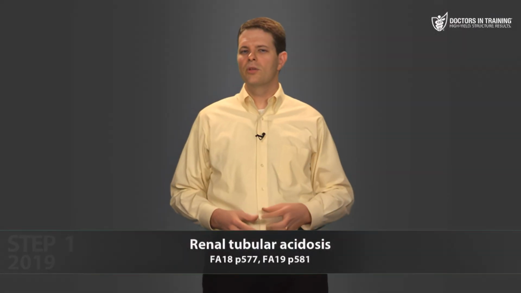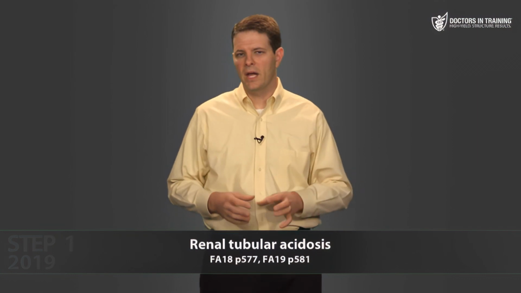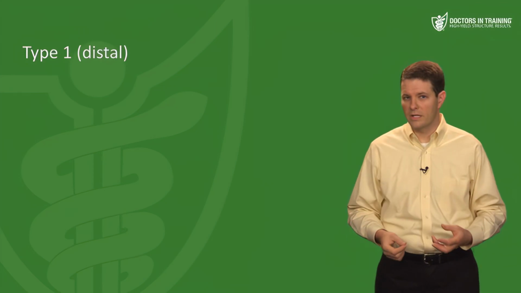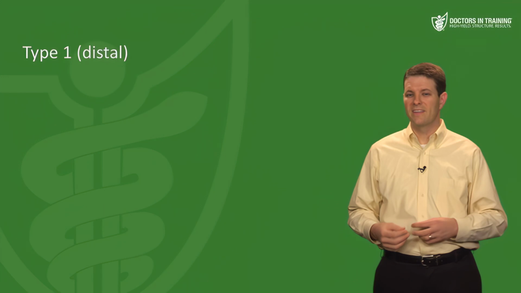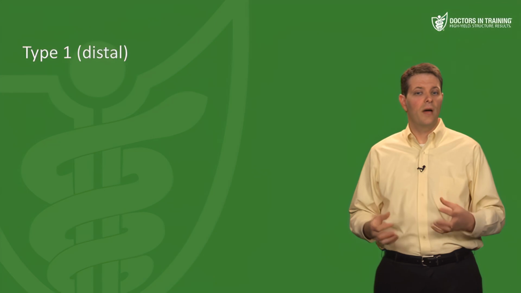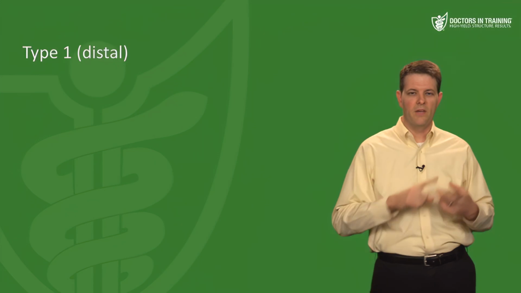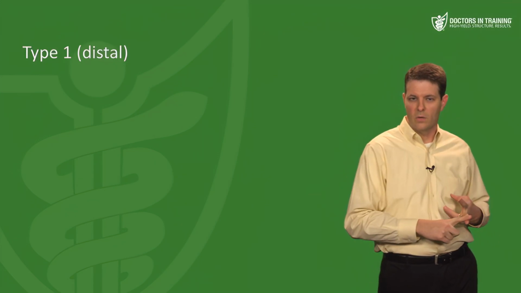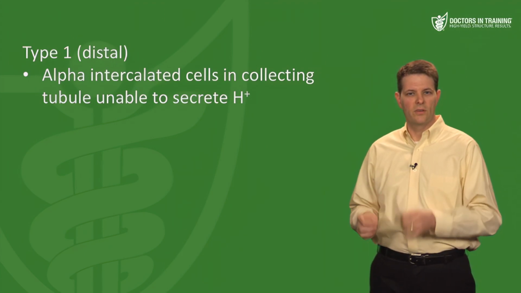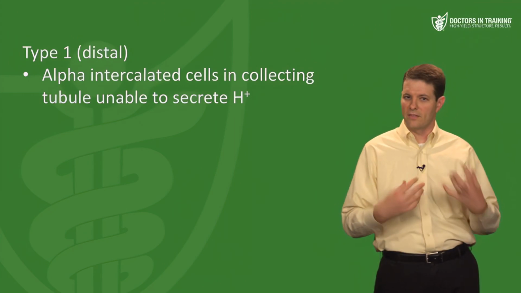Now let's talk about renal tubular acidosis. So there are three types of RTA to know about, and all three of these result in a non-anion gap metabolic acidosis. So the first one is type 1 RTA, or distal RTA. As the name suggests, this is a defect in the distal nephron. So we're talking about the collecting tubule. Remember when we talked about the two types of intercalated cells you have in the collecting tubule. You have alpha cells, which secrete hydrogen, and then you have beta cells, which secrete bicarb. Well, in type 1 RTA, the alpha intercalated cells in the collecting tubule are unable to secrete hydrogen ions, which means that the hydrogen ions are going to stay in the body and the patient becomes acidotic.